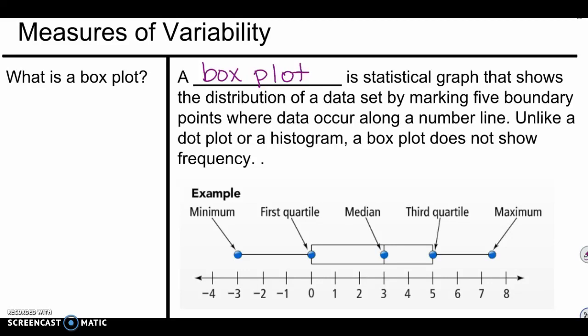So as you can see here, we plot our median or our middle number in the middle of our data. So in this case, it's 3. Then we have our Q3, which in this case is 5. And we have our Q1, in this case is 0. These three numbers together create our box. Our whiskers include our minimum and our maximum values.